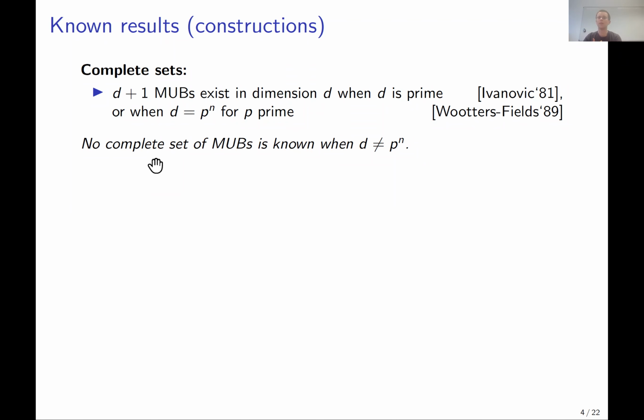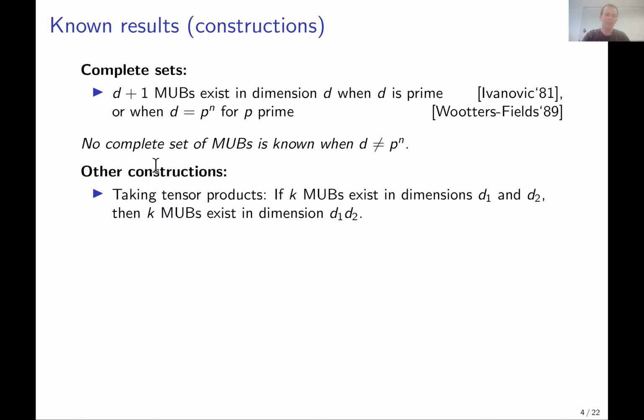Okay, so for me, when I see something holds for prime numbers and prime powers, I immediately think, well, for composite numbers you should be able to take some sort of product and things should work out, right? The thing is, this doesn't happen exactly. What you can do is if you have k MUPs in dimensions d1 and d2, then you cannot produce k squared MUPs in the product dimension, but you can only produce k MUPs in the dimension d1 times d2.